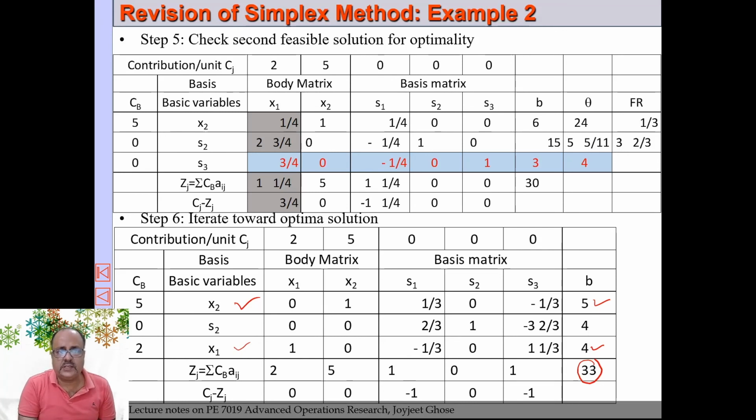So with this knowledge of the simplex method, we'll go on to learn the process of solving linear programming problems by the revised simplex method.